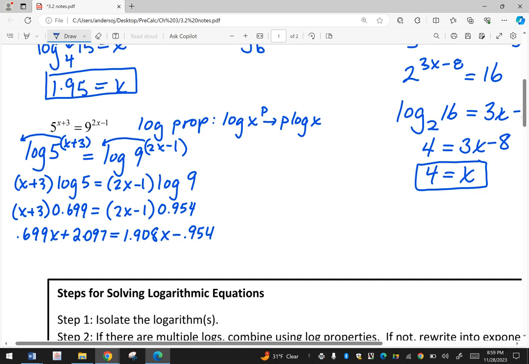So I'll move my x's over to one side and my numbers over to the other. And I will add 0.954. And that will give me 3.051. And then I'll subtract 0.699x.